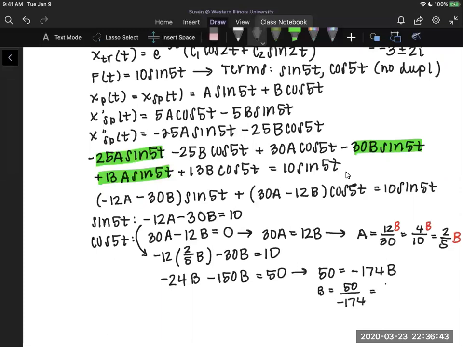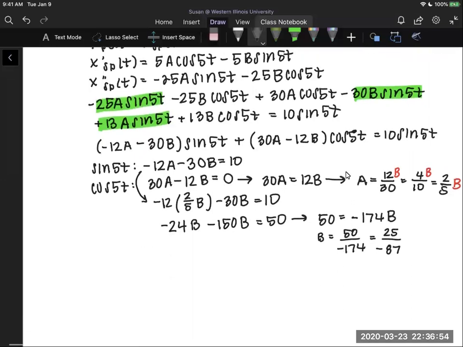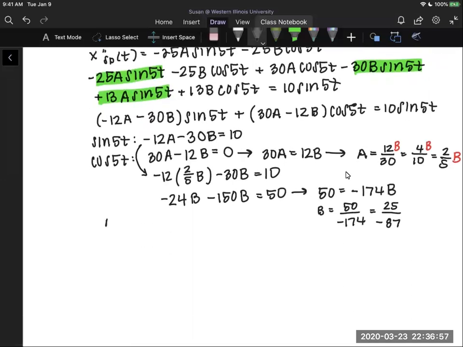What does that reduce to? 25 over negative 87. That's a horrid number, but there it is. And then plugging it back up to solve for A. A is 2/5 of B. So 5 goes into 25 5 times. So we get a negative 10 over 87. So we've solved for A and B.